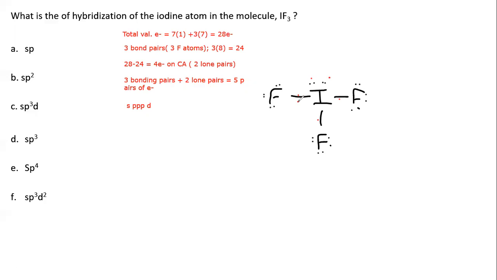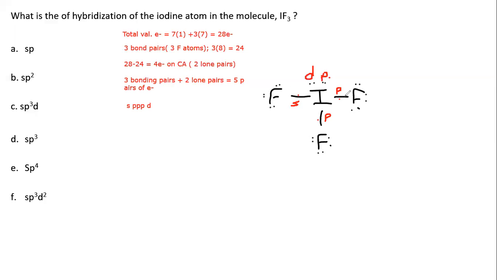one of my student instructors showed students a long time ago is you can start here, go S, P, and just remember P has 3, P, P, D. And so this is sp3d hybrid orbitals for iodine.